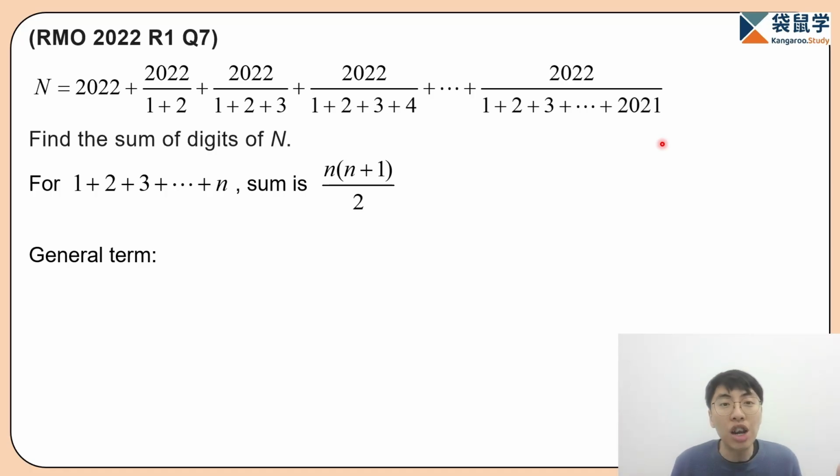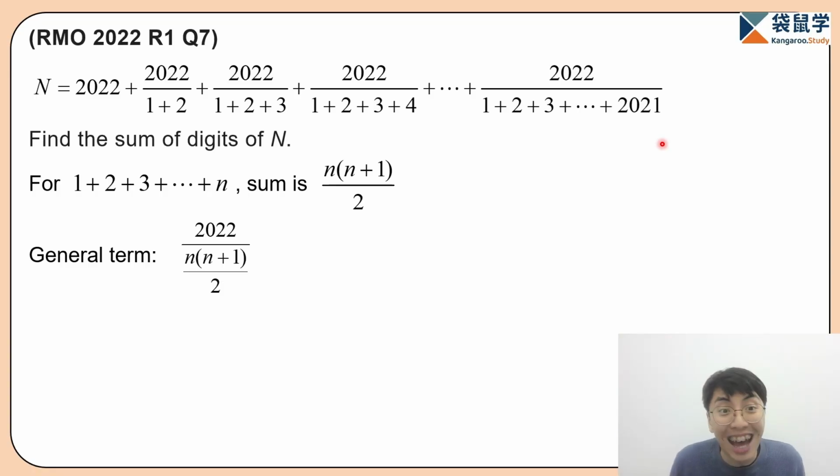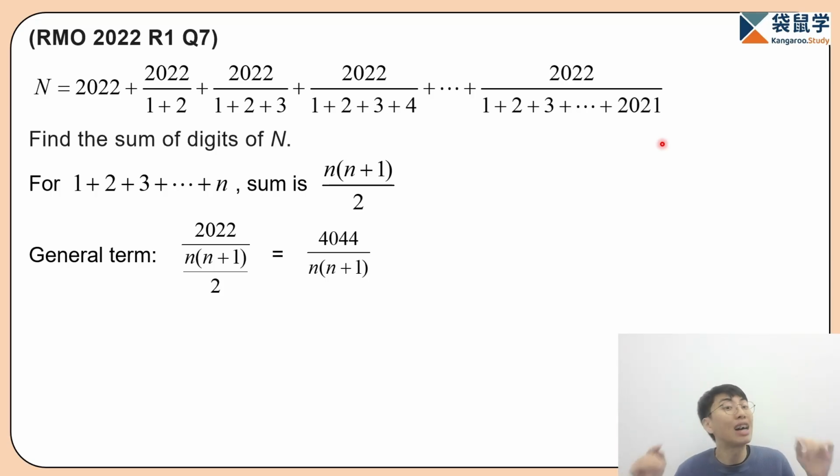So to get our general term, we'll write it as 2022 over this entire n times n plus 1 over 2. And with that, we simplify it. And what do we get? We get that, oh, it's just 4044 over n times n plus 1.